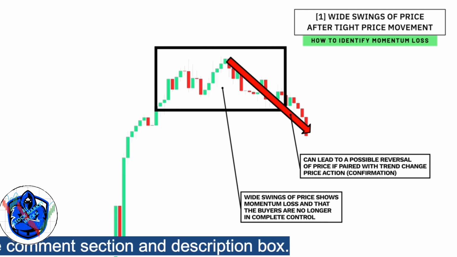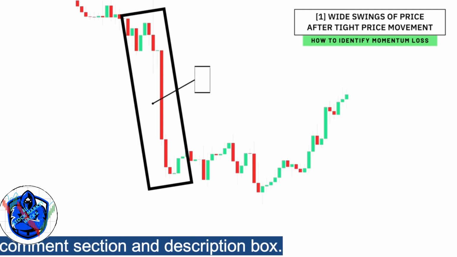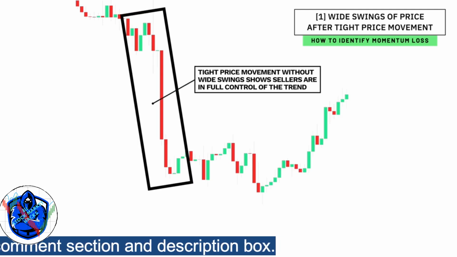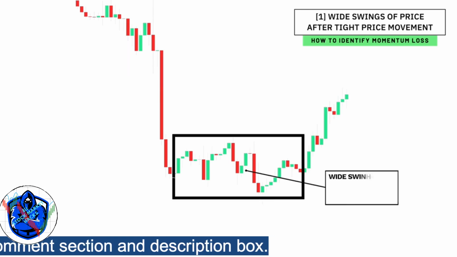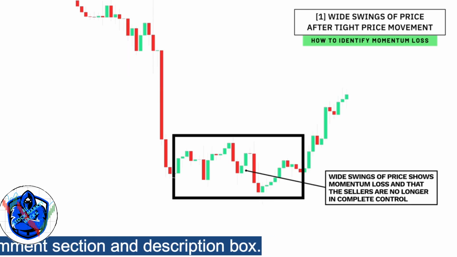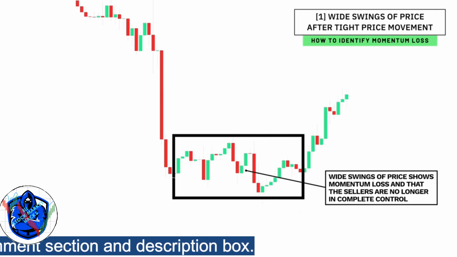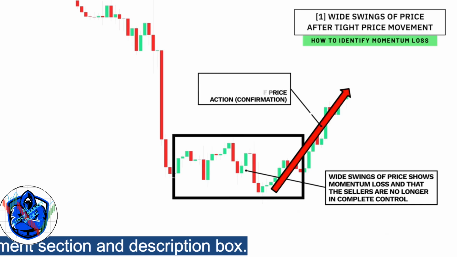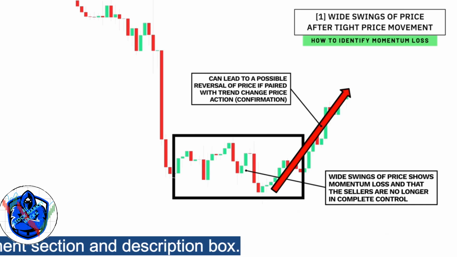Going in the opposite direction, this downtrend here is tight price movement, which means the sellers are in full control. You then had wide swings occurring, which shows momentum loss and that the sellers are no longer in complete control and can lead to a possible reversal of price if paired with trend change price action.